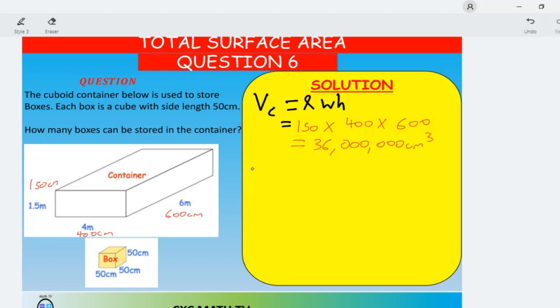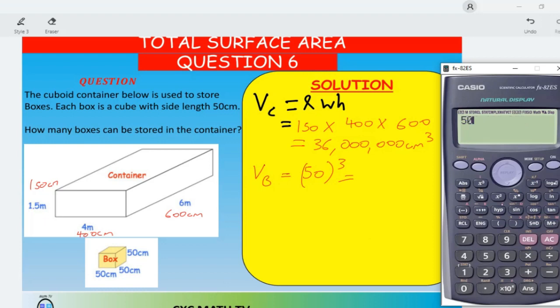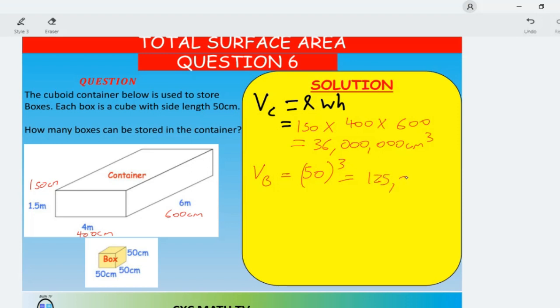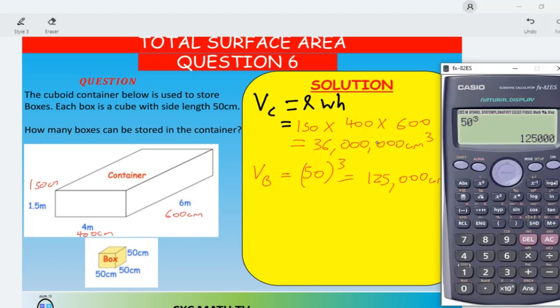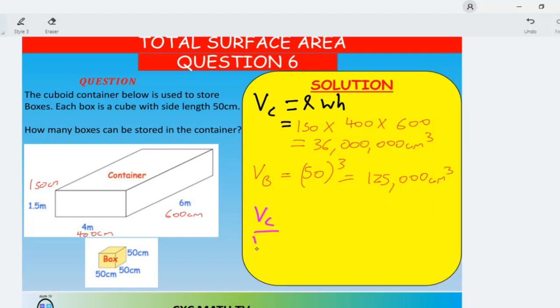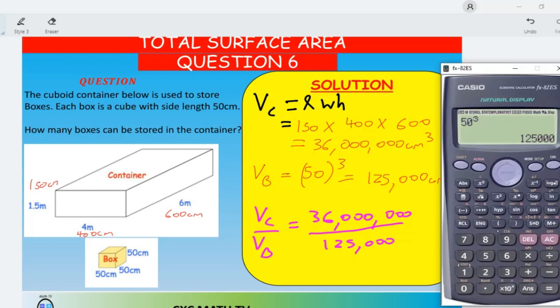That's the volume. Now the volume of the box is 50 cubed. If we work that out, 50 cubed is 125,000 centimeters cubed. So if we need to find out how many boxes can be filled in the space, because volume deals with space, we just do division. We need to divide the volume of the container by the volume of the box. So 36 million divided by 125,000, we do our division.